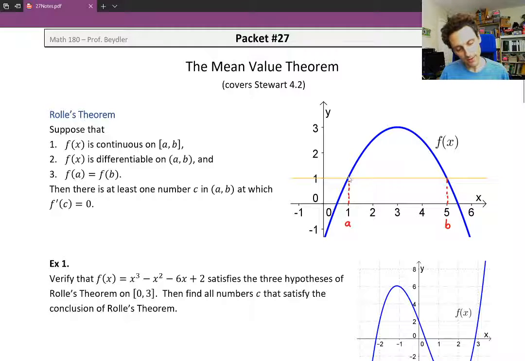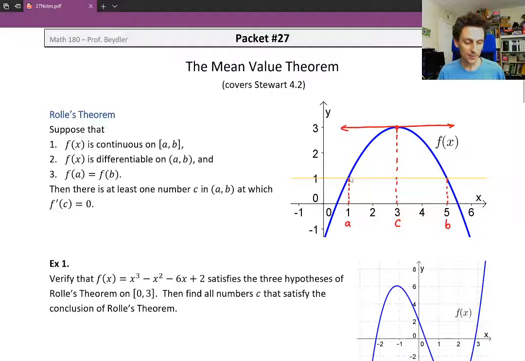Now if you track along the function, here the tangent line looks like it's a little positively sloped, a little bit less positively sloped. Right up here at the top, we're going to get a tangent line that has slope 0. So that's going to be the place where the first derivative is equal to 0. Right there. The x value where that happens is the c that's being talked about right here. So there's got to be some place where the slope of the tangent line is equal to 0.